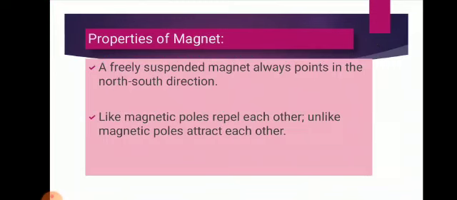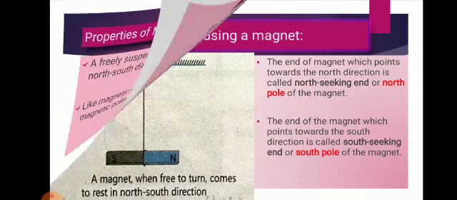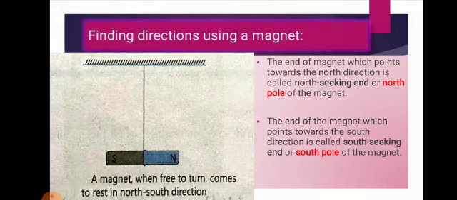Now, the two most important properties of magnets are: first, a freely suspended magnet always points in the north-south direction, and second, like poles repel each other and unlike poles attract each other. We will now study these two properties of magnets in detail one by one, starting with finding direction using a magnet.